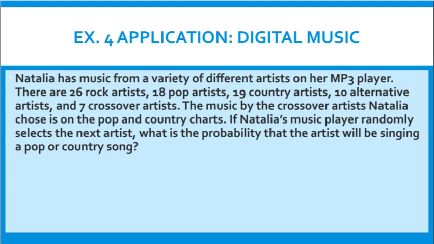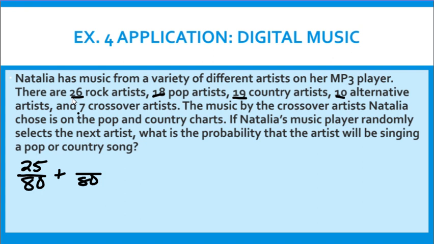So let's look at the total number of artists. If we add up the total number of artists, we end up with 80, because 26 plus 18 plus 19 plus 10 plus 7 will give us 80. So we have a total of 80 artists. What is being sung pop or country? So pop, there are 18. Plus you got the crossover artist choices on the pop and country chart. So I have to include that in there. So that would be 25 because of 7 plus 18.